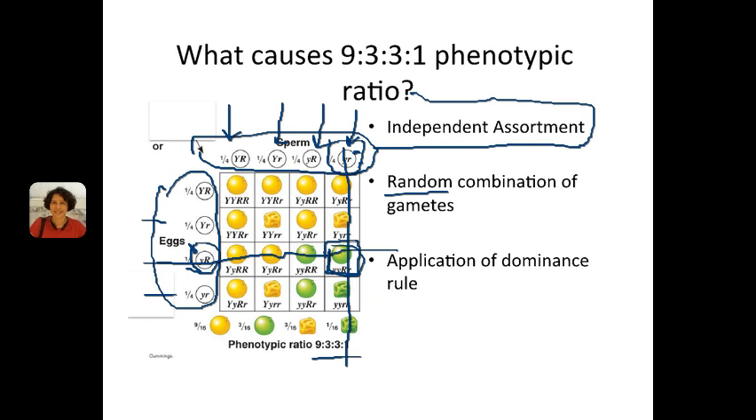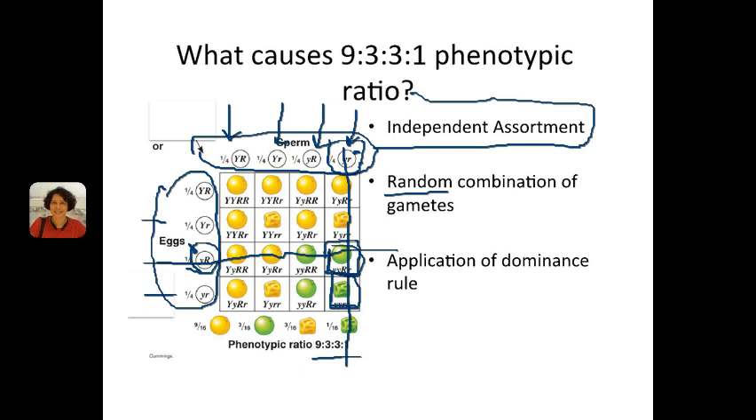So when you've got all possible combinations, you're going to get that 9 of the offspring are going to display both dominant characteristics, in other words, both yellow and round. 3 are going to be yellow and wrinkled, that's 1 dominant and 1 recessive. Another 3 are going to be green and round, 1 dominant and 1 recessive. And 1, this guy over here, is going to have both recessive characteristics, wrinkled and green, which is little y, little y, little r, little r.